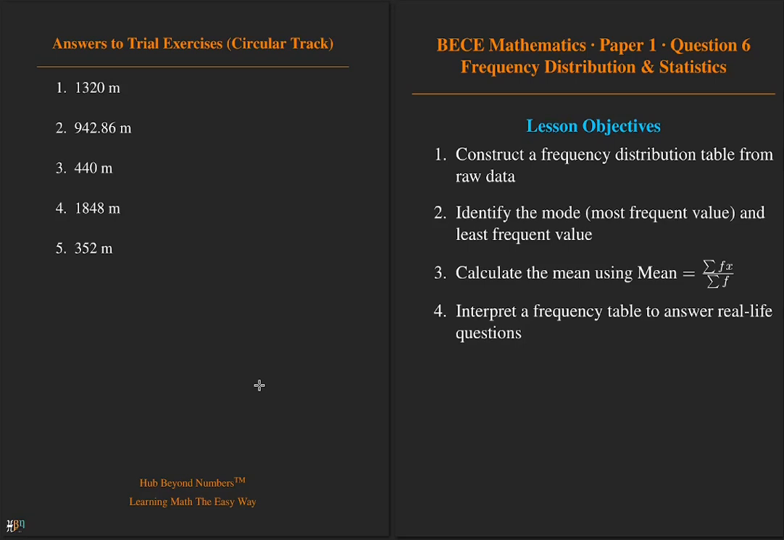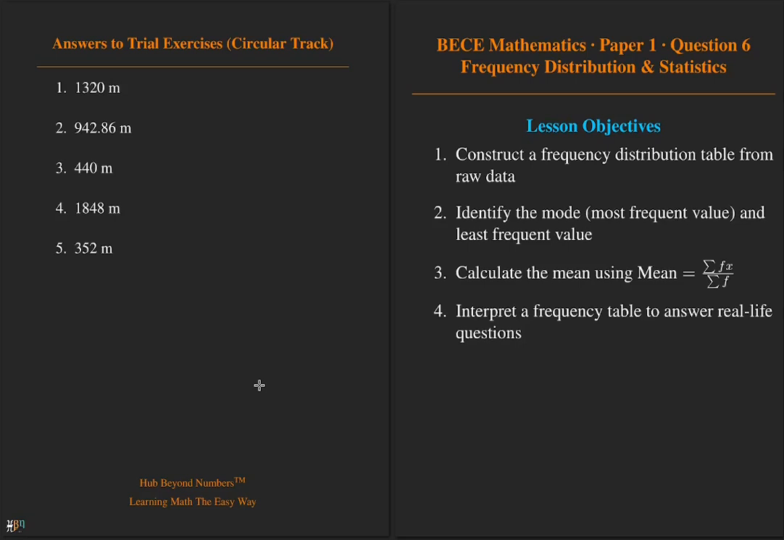By the end of this lesson, you should be able to construct a frequency distribution table from raw data, be able to find the mode and the least frequent value. You should be able to calculate the mean. And then finally, you should be able to interpret the frequency table to answer real life questions.